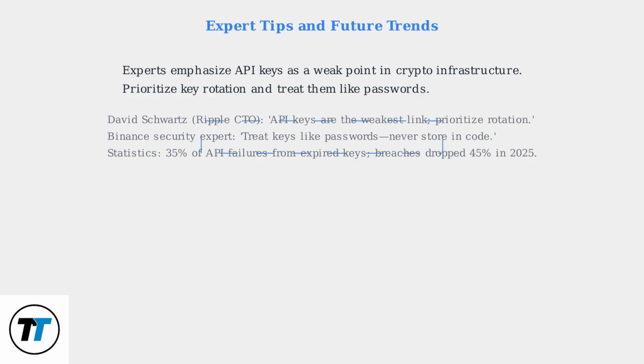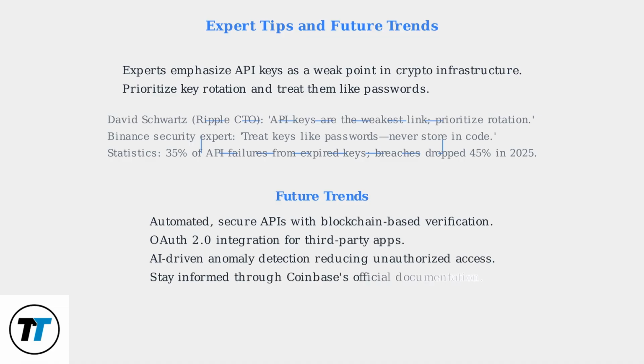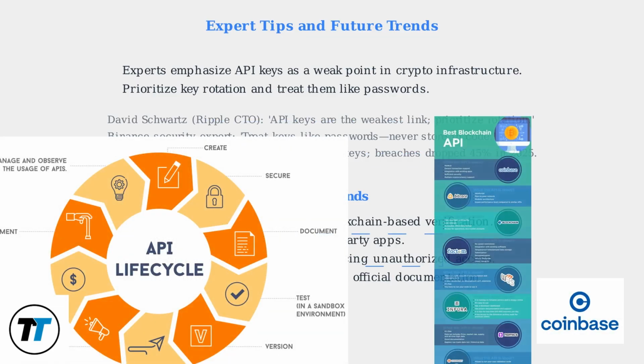Statistics show that 35% of API failures stem from expired keys, while breach incidents dropped 45% in 2025 due to enhanced permissions. Looking ahead, future trends include automated, secure APIs with blockchain-based verification to reduce manual fixes. Coinbase is piloting OAuth 2.0 integration for third-party apps, moving away from static keys to minimize phishing risks. AI-driven anomaly detection, rolled out in 2025, has flagged unusual API activity, contributing to a 25% drop in unauthorized access attempts. To stay current, always refer to Coinbase's official documentation as policies continue to evolve.